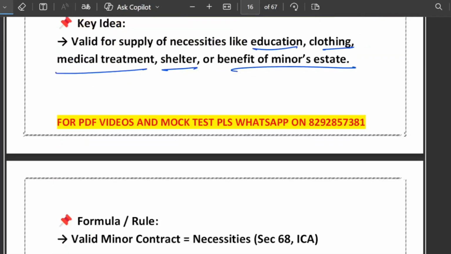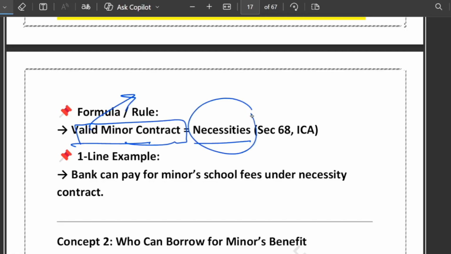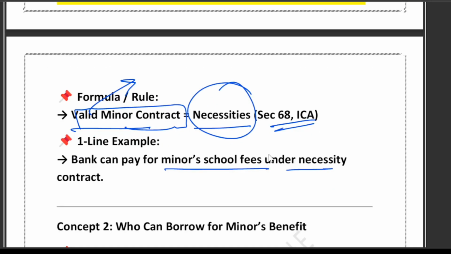The rule is very simple: valid minor contract, necessities. Minor can enter into a contract provided it is proved valid, that means it is for necessities under section 68 of the ICA. One example I can give you, that bank can pay for minor school fee under necessity contract. So that is an exemption we talked about.